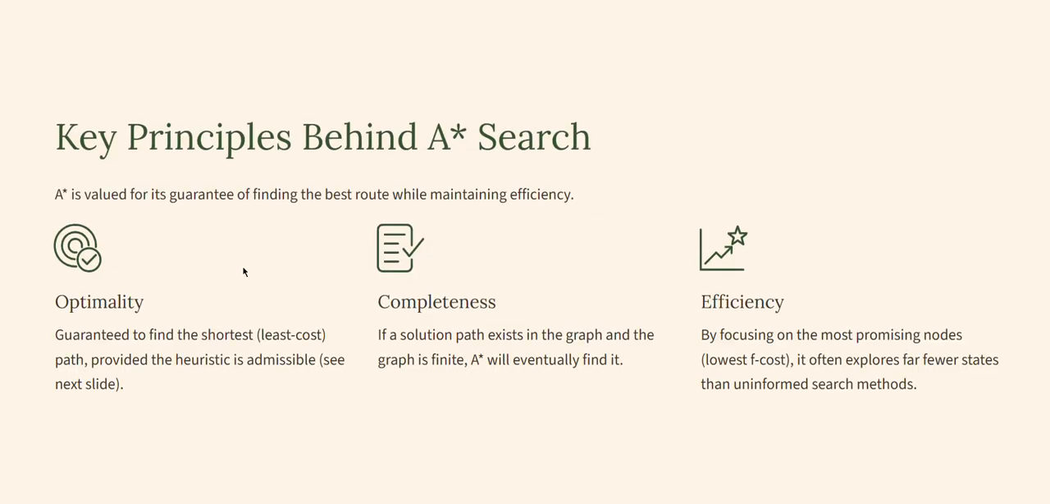The key principles behind A-star search: the main advantage is optimality. It is guaranteed to find the shortest path if the heuristic is admissible. Completeness: we get a complete solution path for the given problem. And mainly it is efficiency. By focusing on the most promising nodes, it often explores fewer steps than uniform search methods.